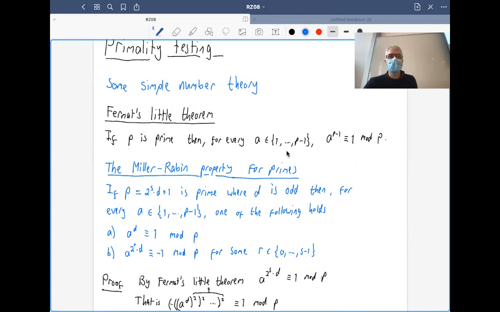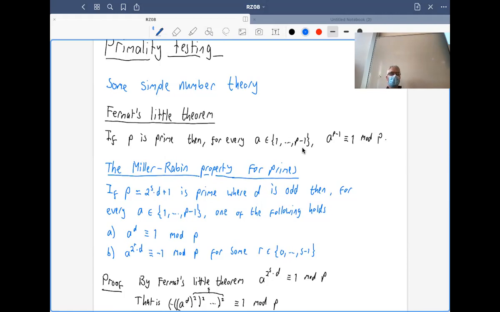So if P is a prime, then, more generally for any number A that is not divisible by P, but let's just restrict the range 1 up to P minus 1, if we take A to the power of P minus 1 and calculate that modulo P, we always get 1. So A to the P minus 1, all minus 1, is a number divisible by P, essentially.